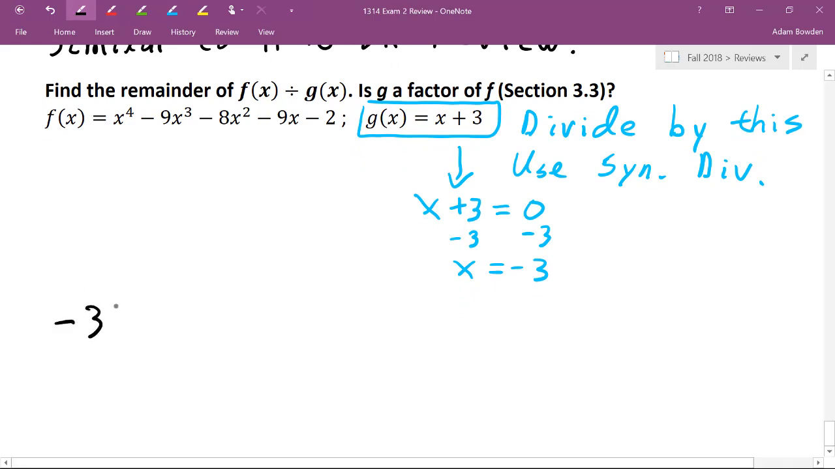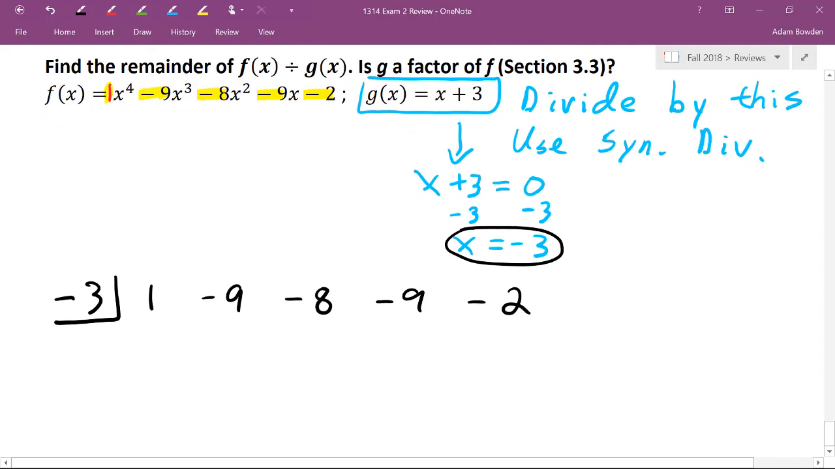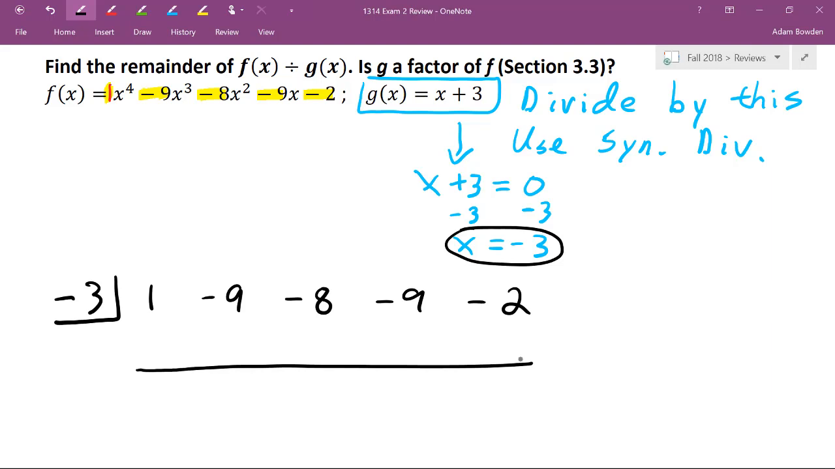Now this is what we're going to use in our synthetic division. We'll put the negative 3 here, and then we're going to take the coefficients from what we're dividing into. The 1 out in front, the negative 9, the negative 8, negative 9, and negative 2. And that's going to represent what we're dividing into by our divisor. Okay, so that sets up synthetic division. If you would like to practice synthetic division, you may want to pause the video here and see how far you can go and check yourself with the answer that I get.